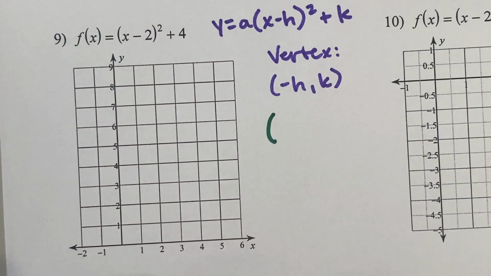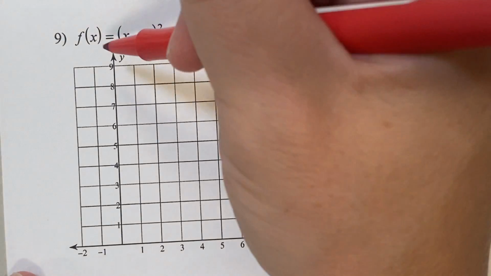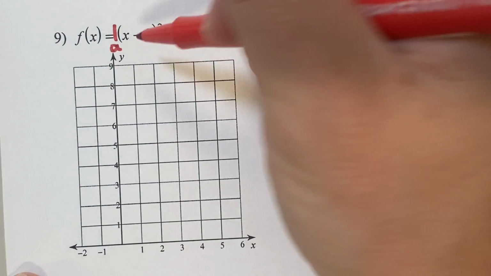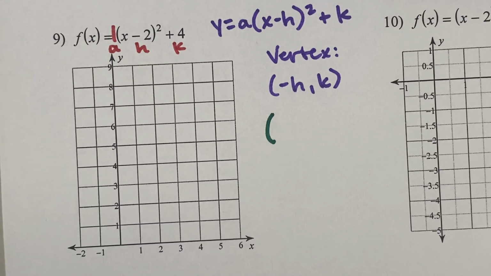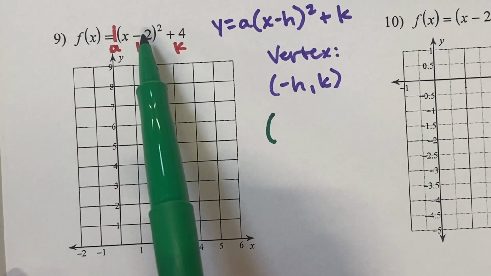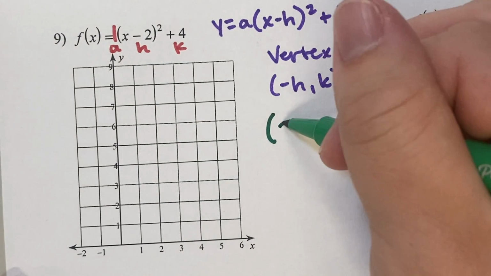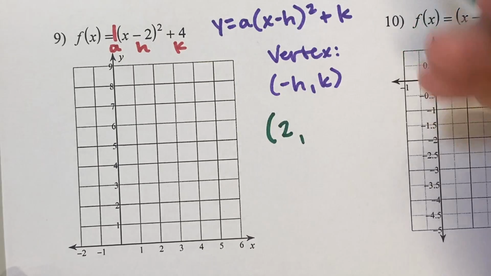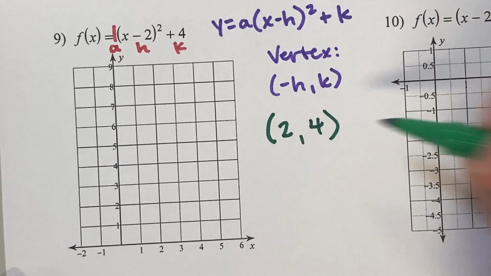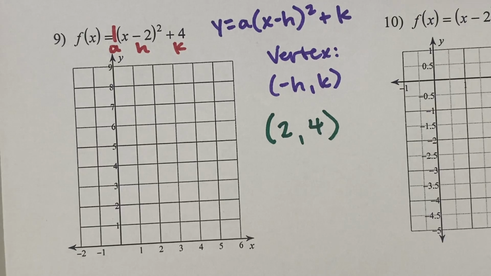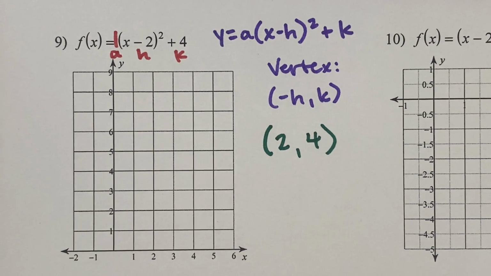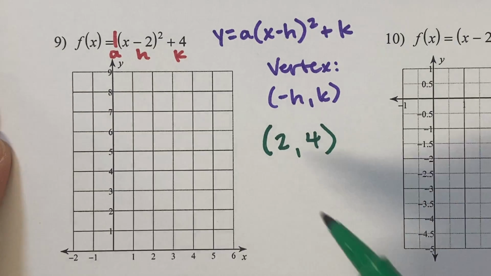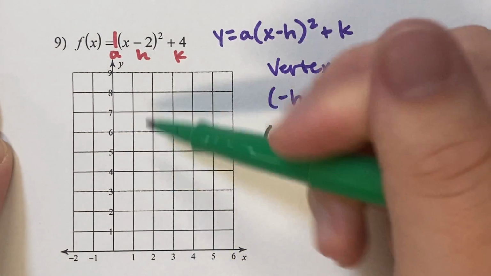Let's go ahead and identify a, h, and k. A is that invisible 1, h is on the inside, k is on the outside. So for our vertex, change the sign on your h. So instead of negative 2, it's positive 2. Keep the sign on the k, positive 4. Now we have our vertex, a lot faster, a lot easier than in standard form. Let's place that on our graph.